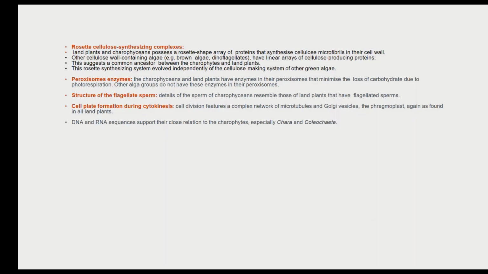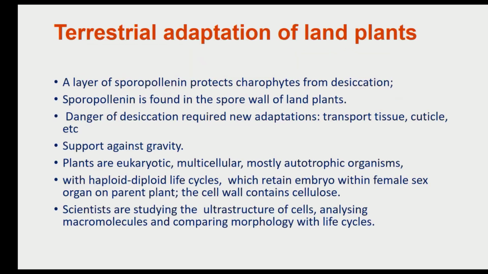Furthermore, there is cell plate formation during cytokinesis, where cell division features a complex network of microtubules, Golgi vesicles and the phragmoplast, as found in all land plants. Then the DNA and RNA sequences support their close relation to the charophytes, especially Chara and Coleochaete. Then there is a terrestrial adaptation of land plants, where a layer of sporopollenin protects against desiccation, and sporopollenin is found in the spore wall of land plants.